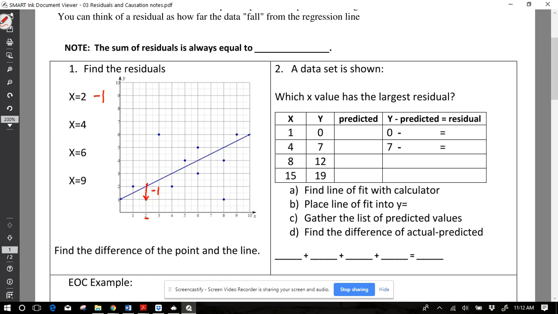Alrighty. Let's look at when x equals 4. When x equals 4, I'm going to go to where the line of best fit crosses x equals 4, and I'm going to see, how do I get to the plotted point? And again, I go down 1. All right, so down 1. At x equals 6, it looks like it's the same thing. I'm going to start at the line of best fit, and I'm going to go down 1. So the residual is -1. And let me write that over here in my notes.